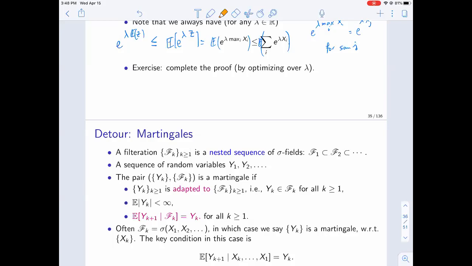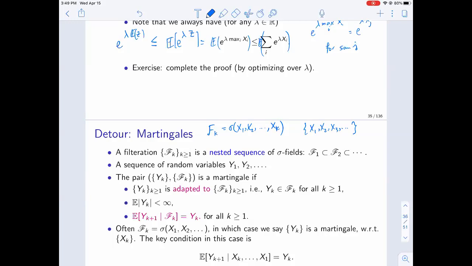If you are not comfortable with sigma fields, this is not necessary, but generally you take Fk to be the sigma field generated by a sequence of random variables. So Fk would be sigma(X1, X2, ..., Xk), assuming we have an infinite sequence of random variables. You can think of this Fk as the information provided by the first k elements of the sequence, X1 up to Xk.